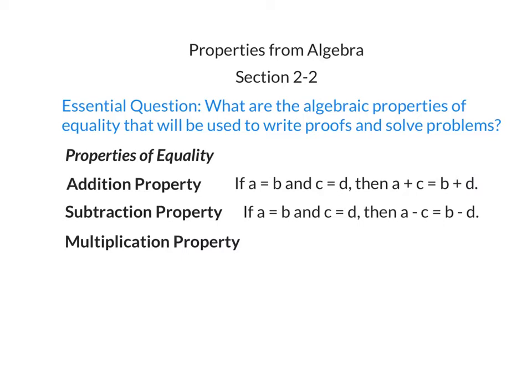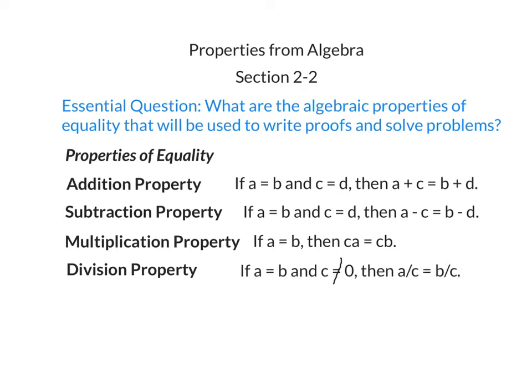Next, we have the multiplication property. And this says if A equals B, then CA equals CB. Now next, we have the division property. And this property simply says that if A equals B and C is not equal to 0, then A over C is equal to B over C.